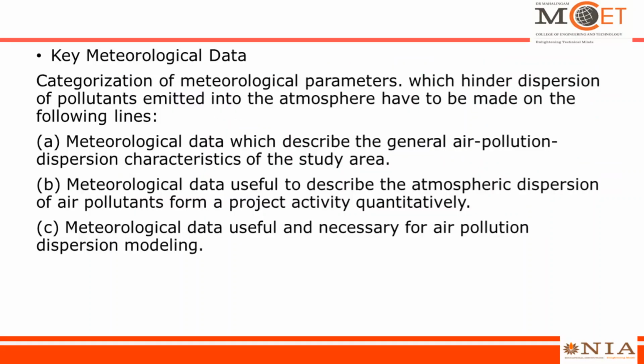Key meteorological data. So what we need to do here is categorization of meteorological parameters which hinder dispersion of pollutants emitted into the atmosphere, to be made based on the following criteria. First, meteorological data which describe the general air pollution dispersion characteristics of the study area. Second, meteorological data useful to describe the atmospheric dispersion of air pollutants from a project activity quantitatively. Third, meteorological data useful and necessary for air pollution dispersion modeling.